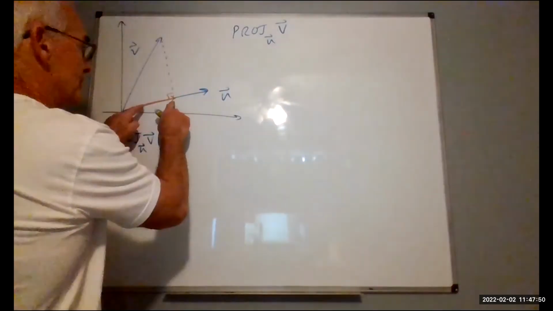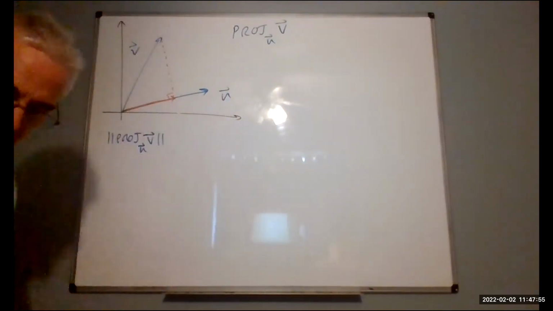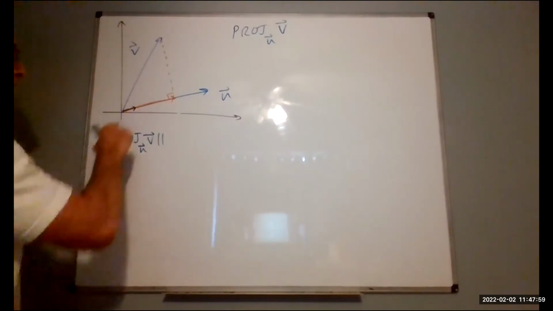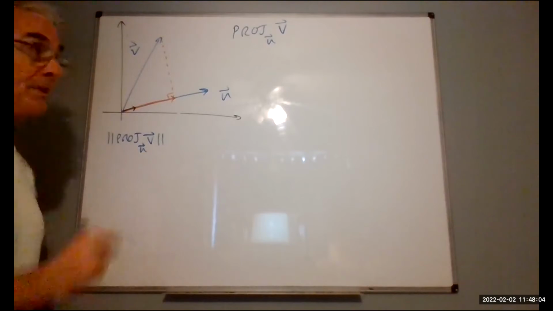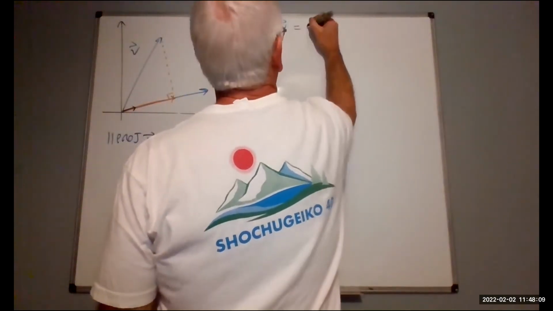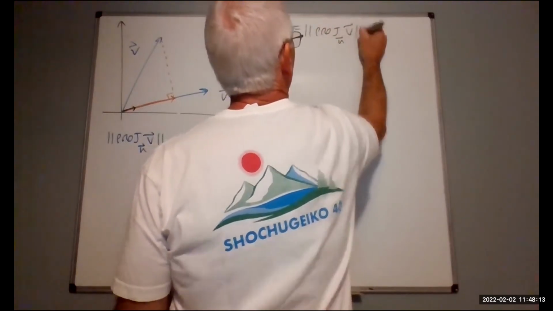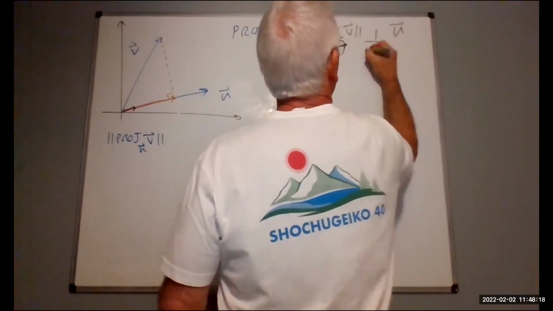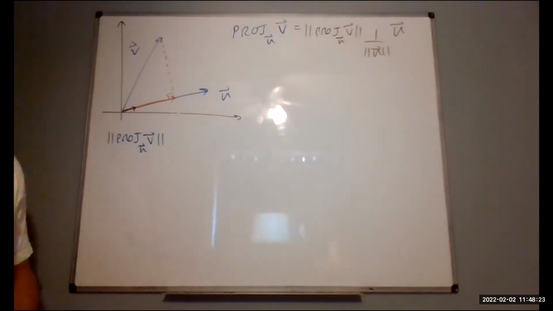I want this vector. So the easiest way to do that is to take vector U, make it a unit vector, and maybe the unit vector is this long, and then take that unit vector and multiply it by this scalar. So the answer to this question is going to be exactly the following. It's going to be the magnitude of the projection of V onto U multiplied by the unit vector in the direction of U. That's what we're going to get.